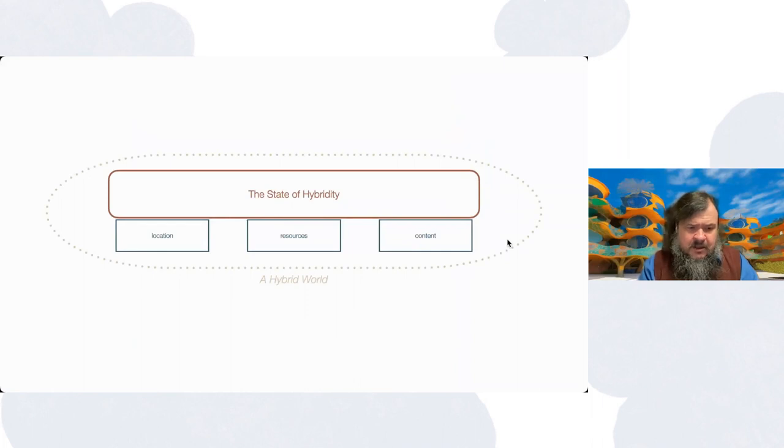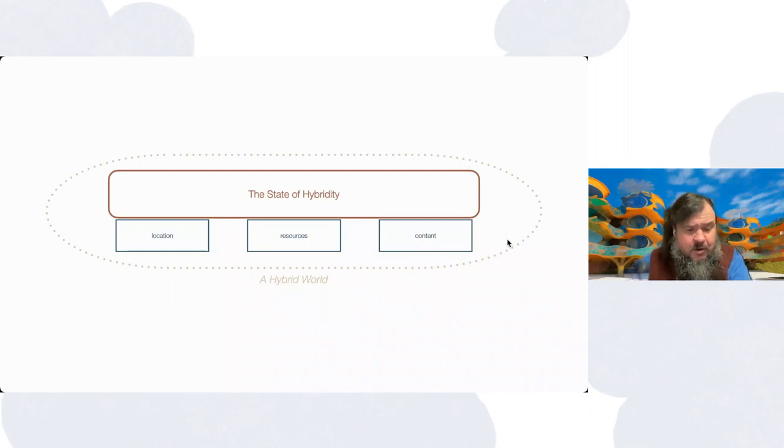During the pandemic, we went at different points into what you could call a hybrid state, where some things were face-to-face, some things were online or remote, and the things that were face-to-face or remote could fall into one of three categories. It could be the location, where the student was, where the teacher was, where the environment was. It could also be the resources that were being leveraged, whether they were online, physical resources, and also the content.